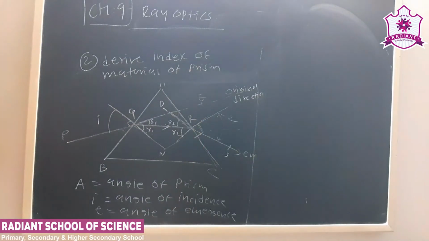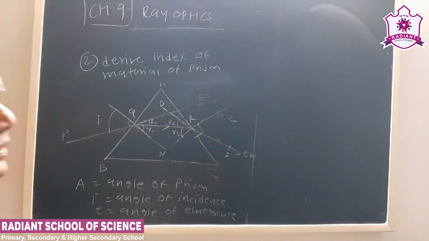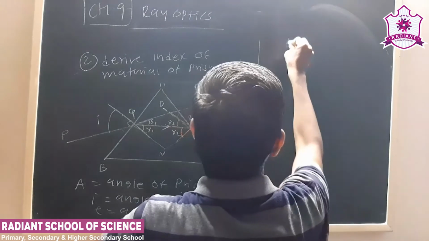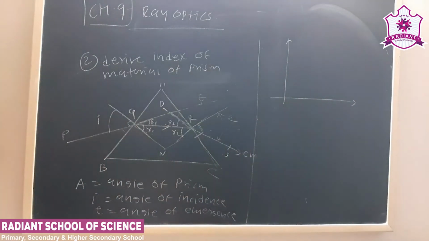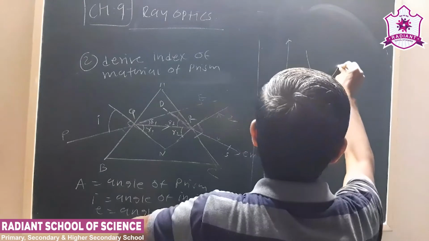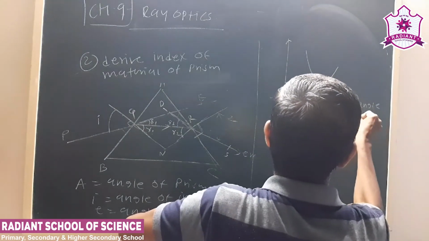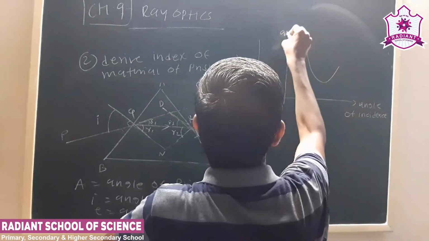Okay, we have to derive the refraction equation for the refractive index of the material of the prism. Now, some things are based on the graph. This graph also will be drawn in the laboratory when you perform the experiment. This is a graph of angle of incidence versus angle of deviation.